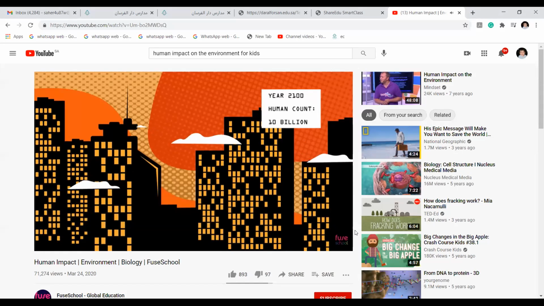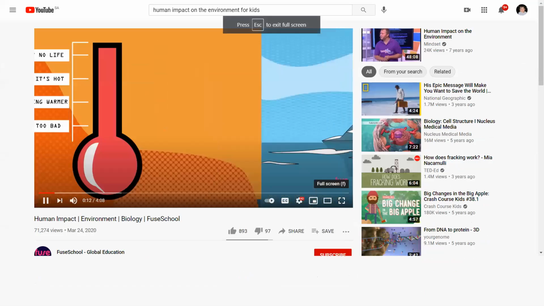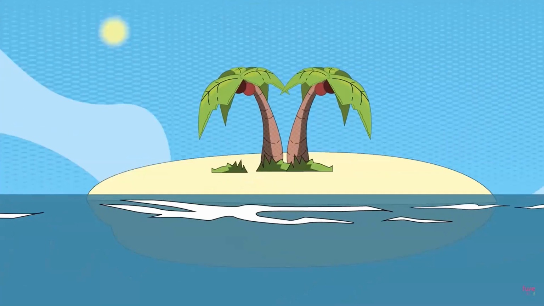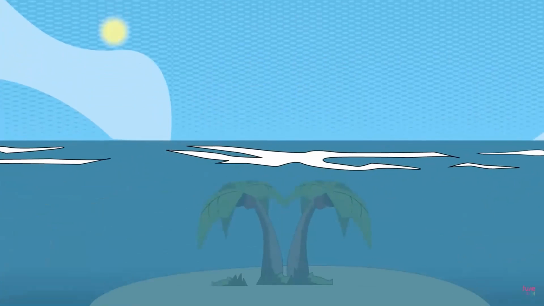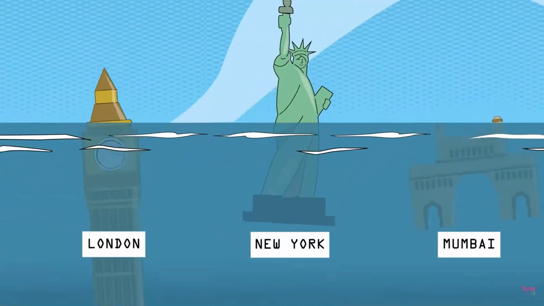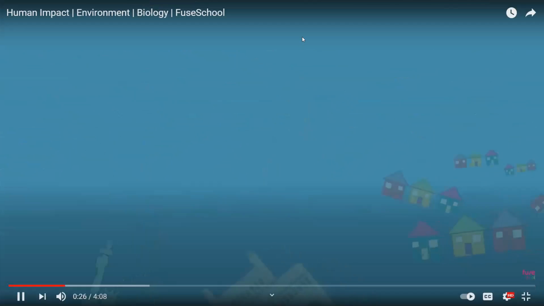Has reached 10 billion. As temperature rises and ice caps continue to melt, rising sea levels have caused huge swaths of land to be permanently underwater. Major cities such as London, New York and Mumbai no longer exist. Millions of people have had to leave their homes.